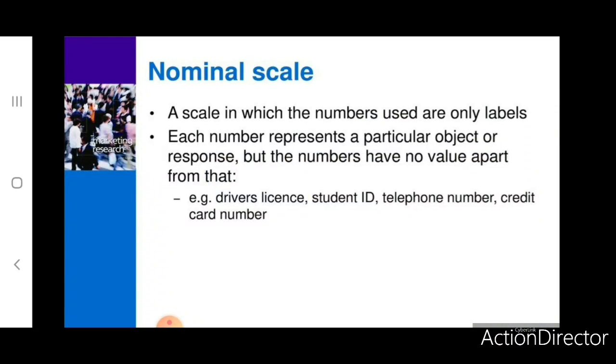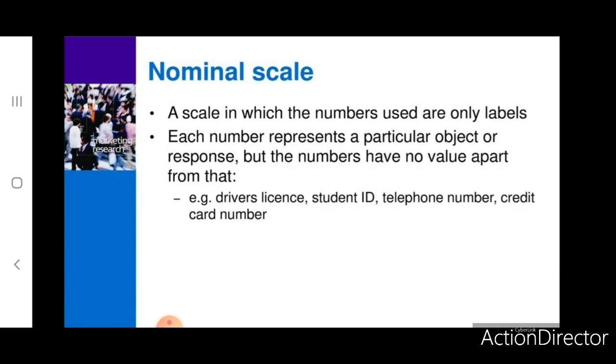It is a scale in which the numbers used are only labels. Each number represents a particular object or response, but the numbers have no value apart from that. For example, driver's license, student's ID, telephone number, a credit card number, etc. In this case, numbers can be used to label the categories of a nominal variable, but the numbers serve only as markers, not as an indicator of amount or quantity. The numbers are names or labels. They can and often are replaced by verbal names.